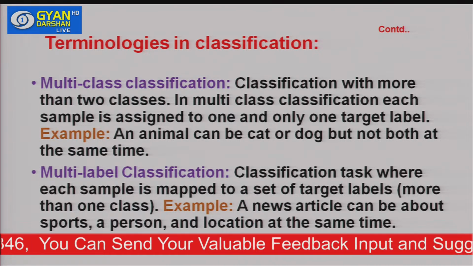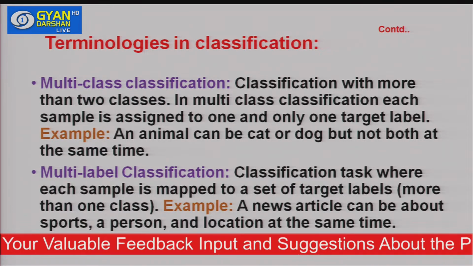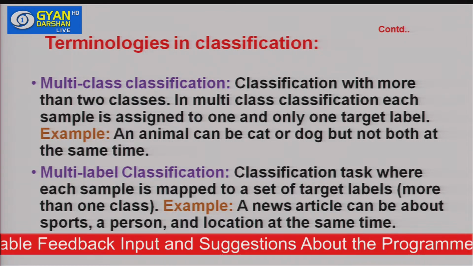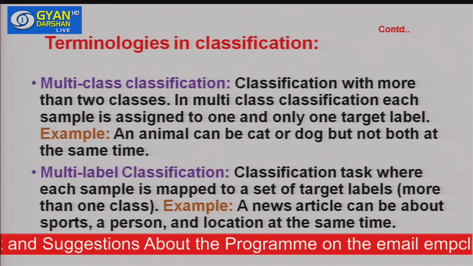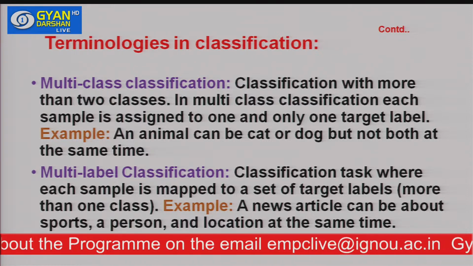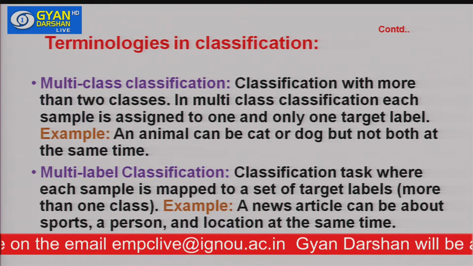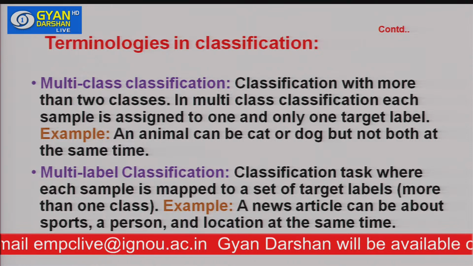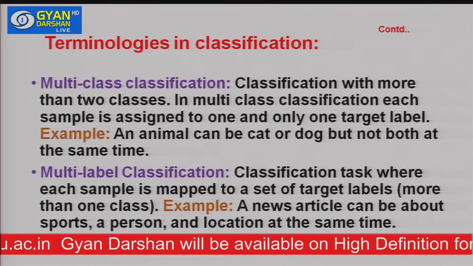Other than this, sometimes you have multi-label classification, where in the classification task each sample is mapped to a set of target labels, so you can have more than one class. For example, you have a news article which can be about sports, a person, or a location at the same time. So in this case, you are mapping a set of targets to the different labels here. That means more than one label is also possible here.